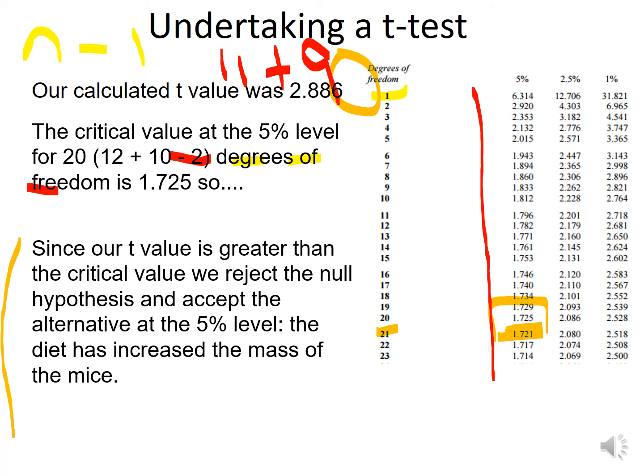But you would then want to investigate, is it the diet? Is there anything else that you've had a look at? Anyway, our t-value is greater than the critical value, so we'll reject the null hypothesis. We don't have to accept an alternative, but the diet has increased the mass of the mice.